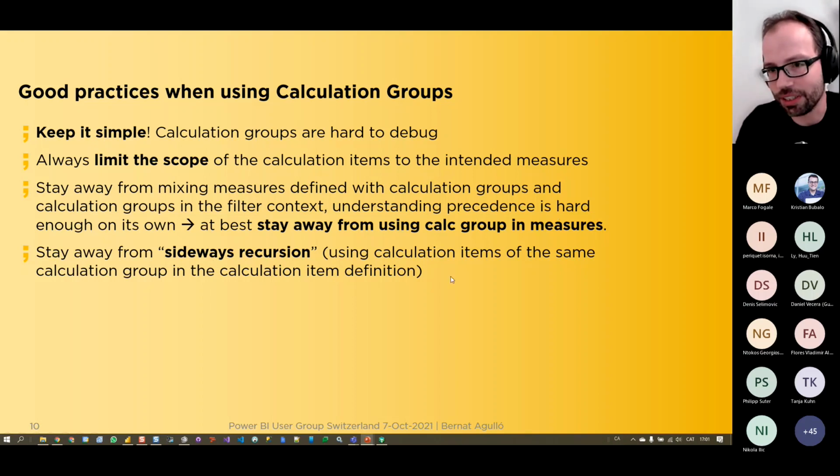And then there is something we didn't really talk about: when you're defining a calculation item, in theory, you could use a CALCULATE expression using another calculation item of the same calculation group. Say my new calculation item is CALCULATE, selected measure, and then using this other calculation item. Theoretically, you can do that, but it's limited, and it's better not to get into it because it's called sideways recursion. When I was preparing this script, I presented the first version, which was using that, and they said maybe you should avoid it. So the script now doesn't have it.